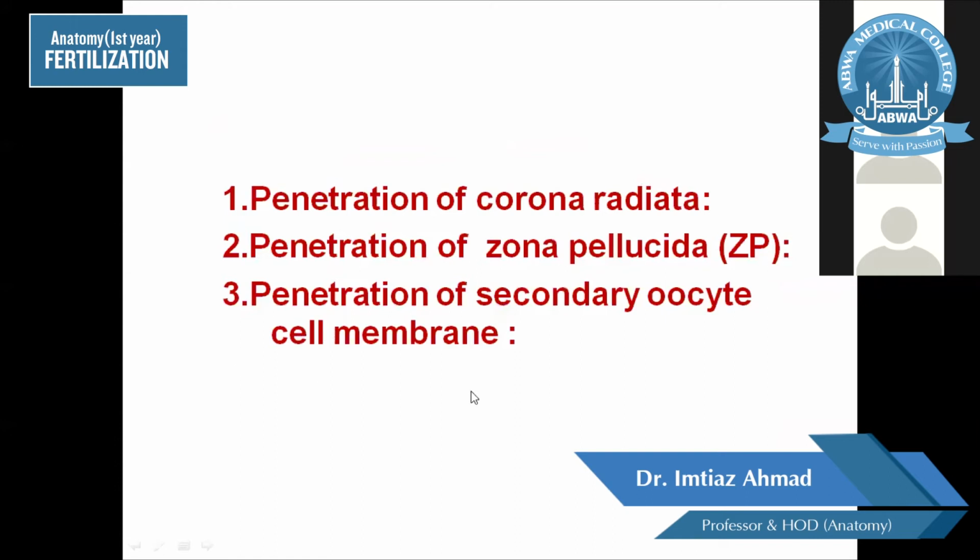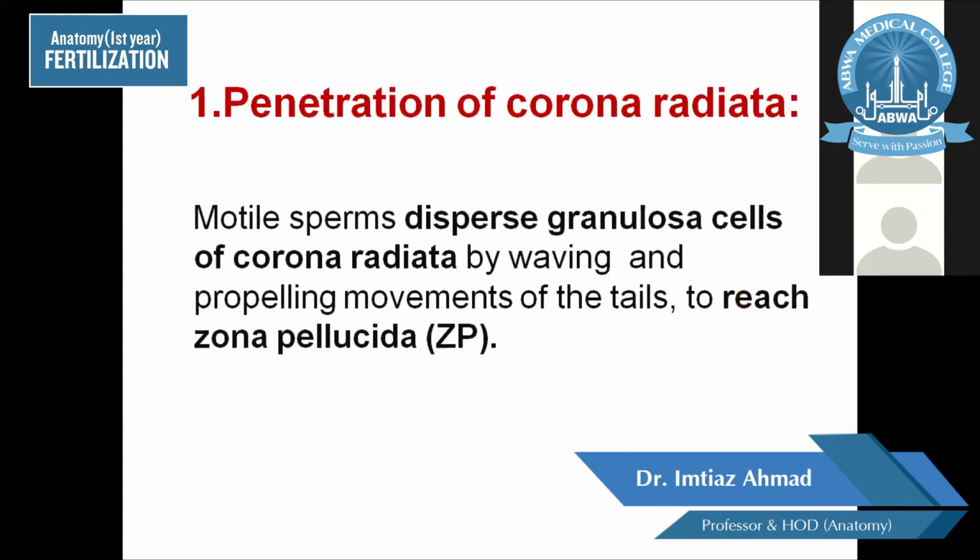We're coming down to understand the events of fertilization. The first event is the penetration of the corona radiata. Second is the penetration of the zona pellucida. And finally, third is the penetration of the secondary oocyte cell membrane. So these are in fact the barriers through which the sperm is to pass before it enters into the cytoplasm of the secondary oocyte. So one by one, penetration of the corona radiata.